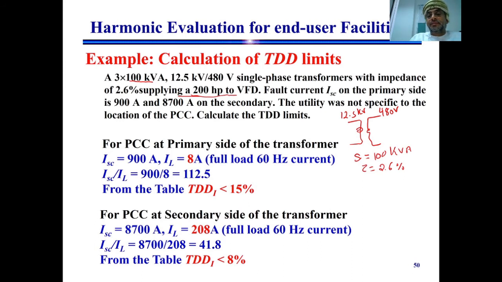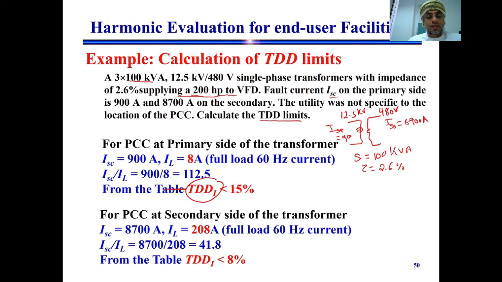So the short circuit current on the primary is equal to 900, and the short circuit on the secondary is equal to 700 ampere. The utility was not specific about the location of the point of common coupling. Calculate the total demand distortion. So we would like to calculate the total demand distortion at the primary side and at the secondary side.